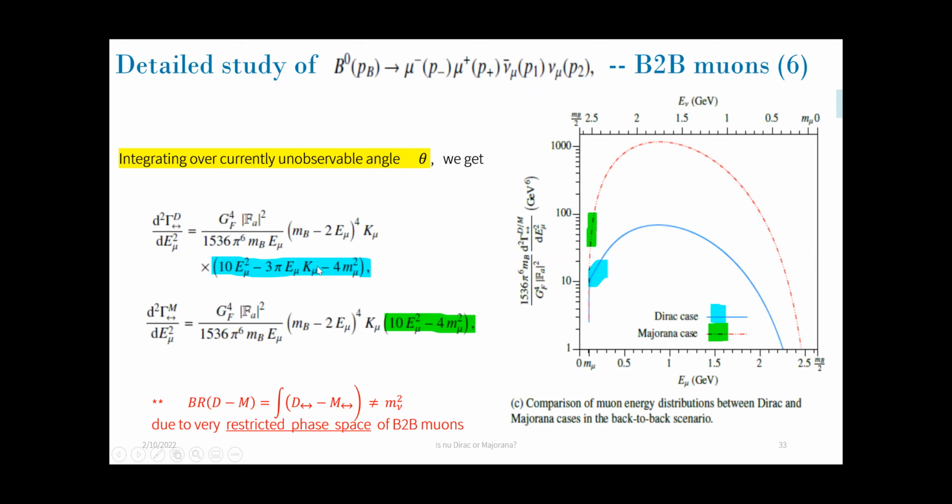The difference is 3 pi E mu K mu, where K mu is the kinetic energy and E mu is the total muon energy. K mu is almost the same as E mu because the muon is quite energetic from the B meson. So this is the same thing, 3 E mu squared, then 10 minus some 9.4, 10. That gives the large difference here. This difference is not m nu squared. I said total integration, full phase space integration, gives m nu squared. Partly restricted phase space integration does not give m nu squared.